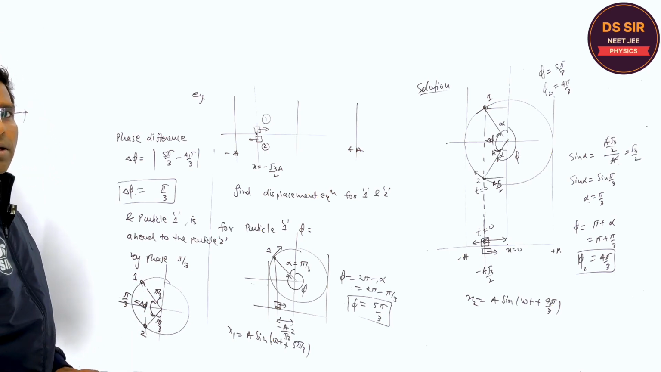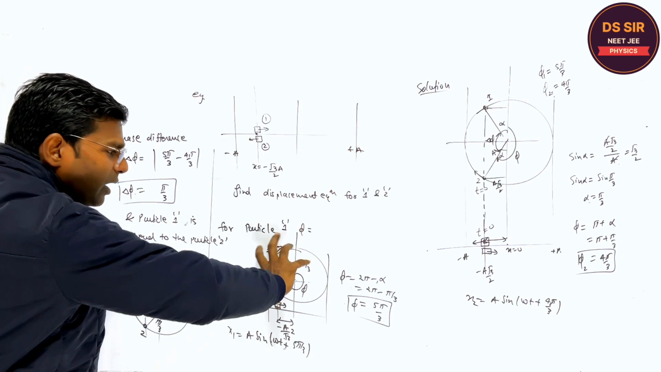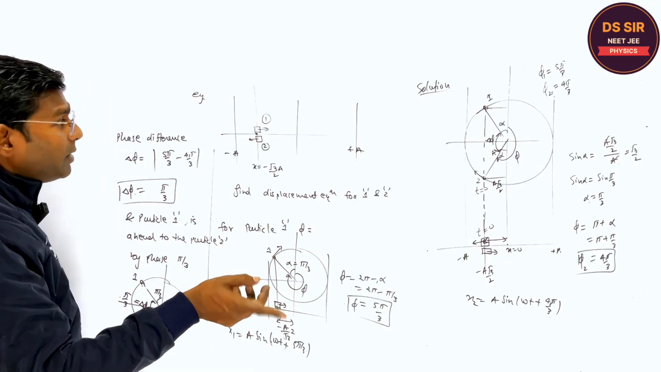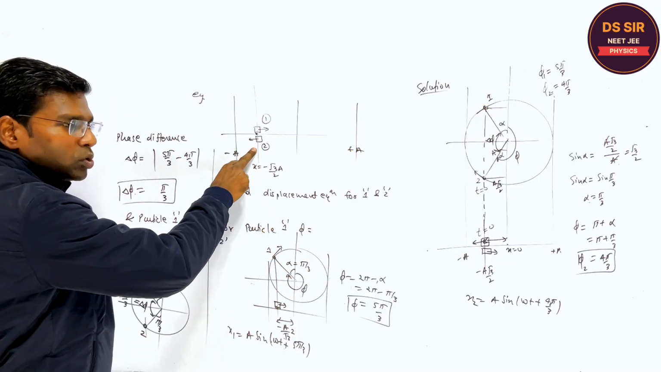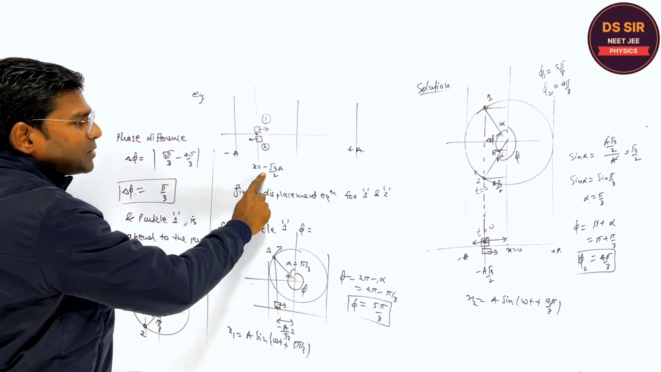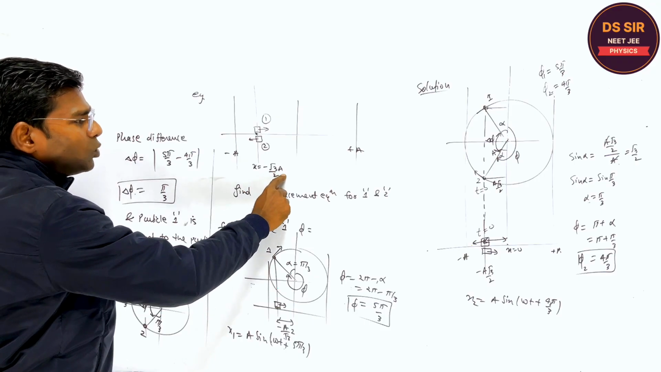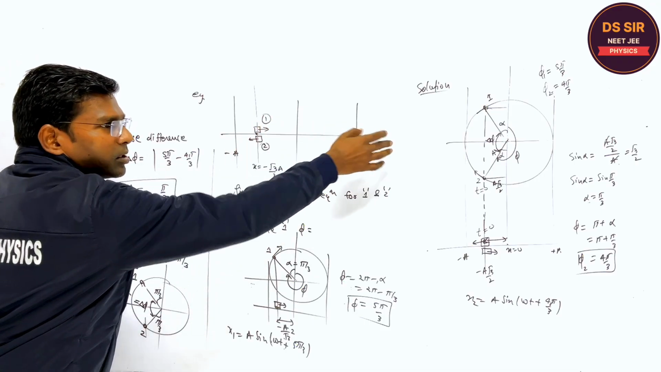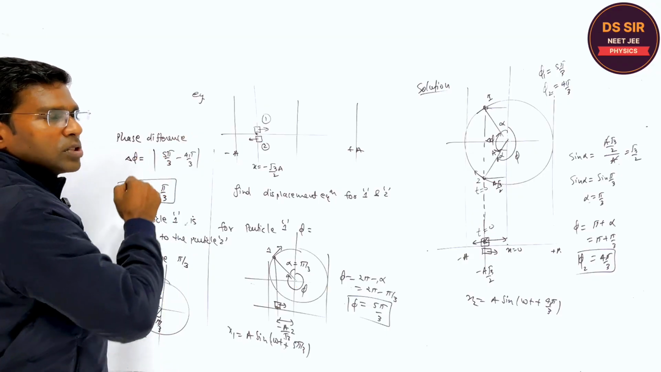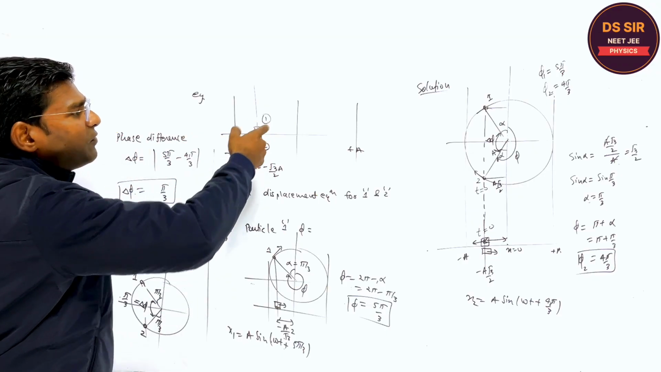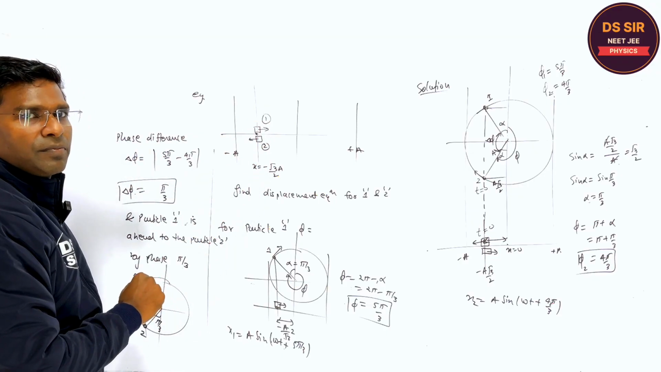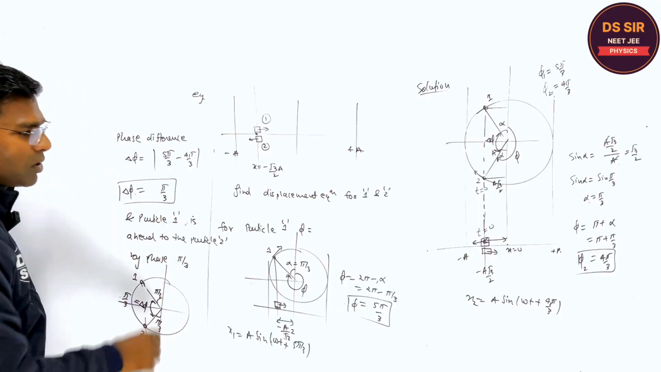So in this way, with the help of this circle, they may ask the question. If the particle is present at minus root 3 by 2 a and moving towards the negative x-axis, what is the phase difference between them? So in this way you can find it.